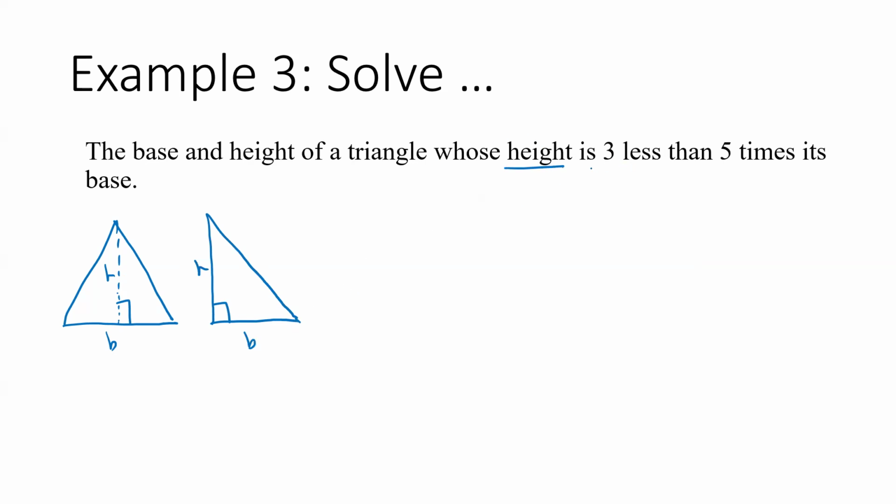It says our height is, and again, anytime we see that, what does the "is" tell us? It equals. Our height is. So we know that h equals 3 less than 5 times its base, okay? When you're reading this, you need to think about, in math order PEMDAS, what comes first? The times, then the less, right? So 5 times its base. So 5 times its base minus 3.